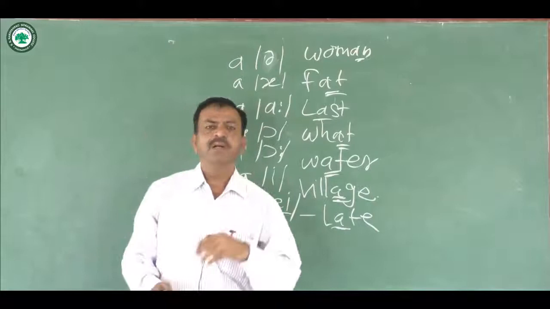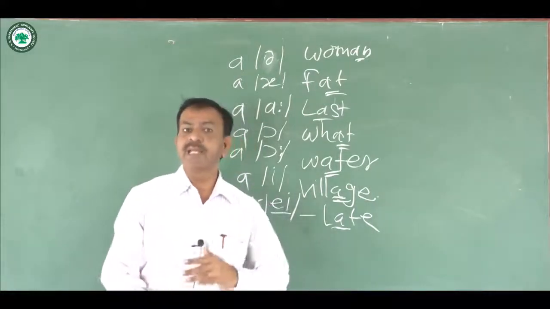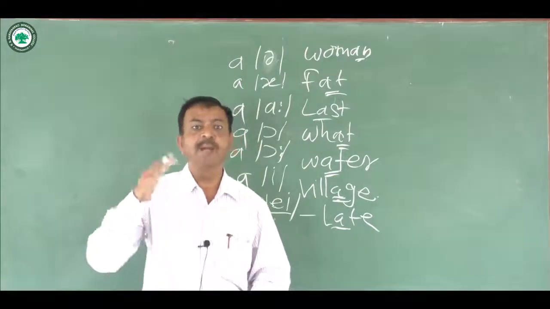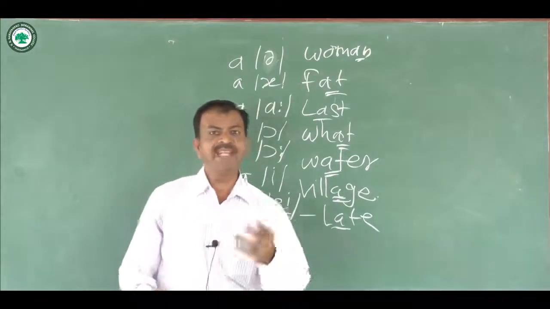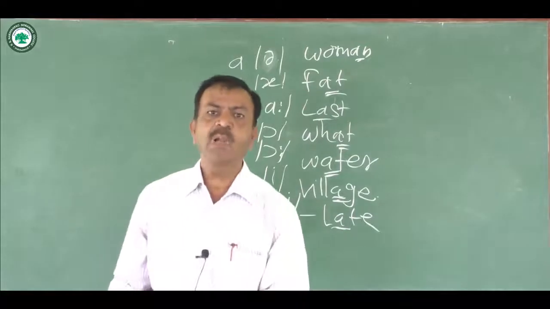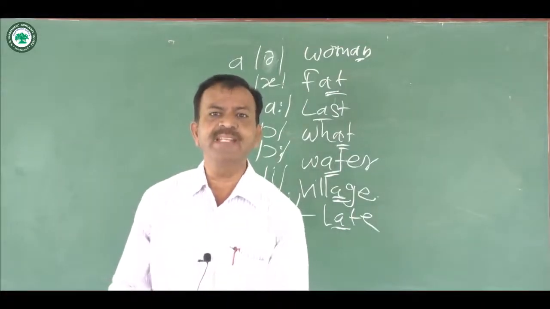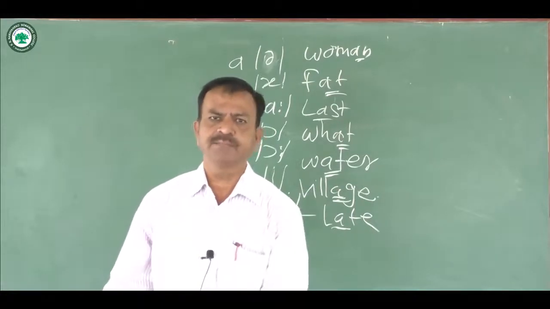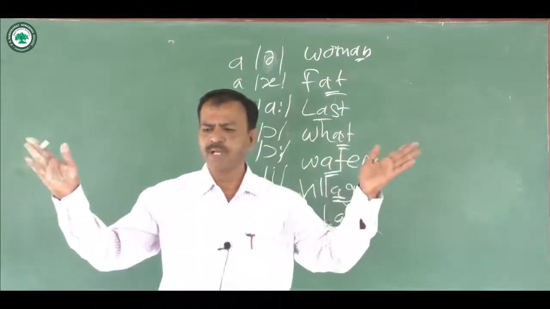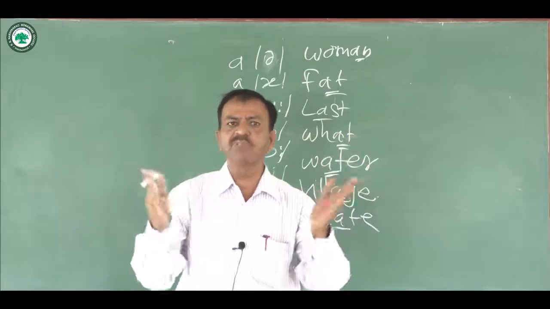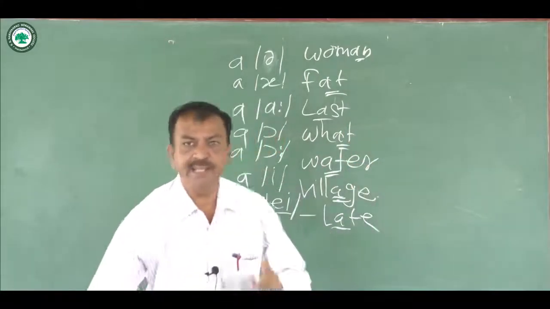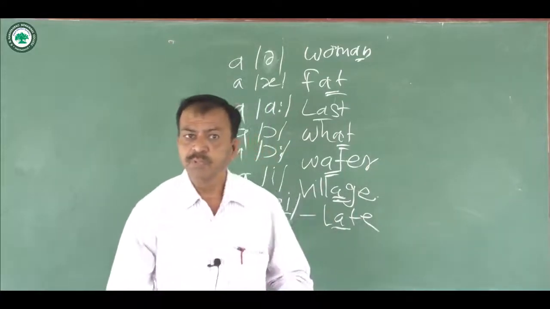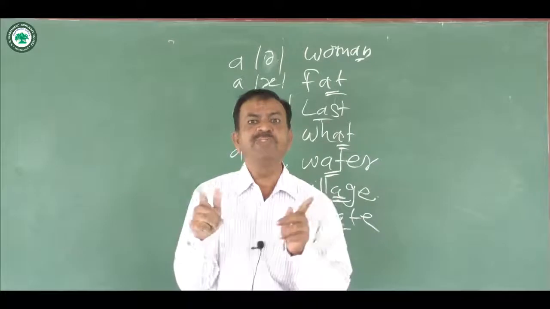Or gate. The correct pronunciation of the word is "gate" and not "gate". Or baby, not baby. Or page, P-A-G-E. It is not page, it is page. So in this second part, there are a number of words and how they are pronounced differently. I have taken here the example of A. Now you understand how it is different.